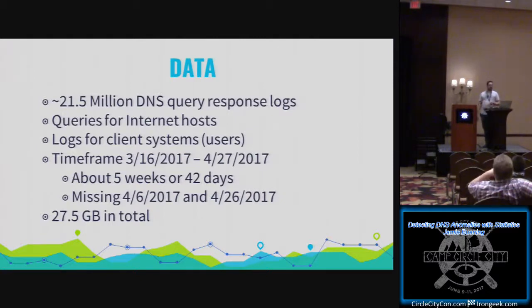The time frame was March 16th to April 27th. That's about 5 whole weeks, or 42 days. The data set was missing 2 days, the 6th and the 26th of April. In total, the raw data was 27.5 gigabytes. Once you bring it in and you change some of those string values to integers and date time formats, it shrinks down quite a bit. And of course, we throw out some of the extraneous text as well, so it ends up being less actually in memory.